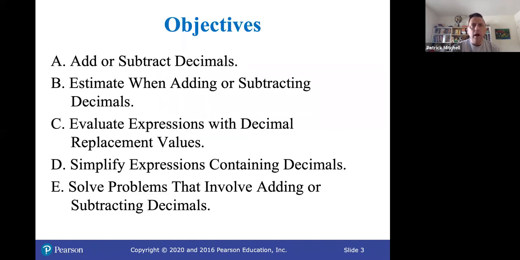Okay, so objectives in this section: adding and subtracting decimals, estimating to determine if the answers are reasonable, evaluating expressions with decimal replacement values, simplifying expressions containing decimals, and then finally a little bit of problem solving.